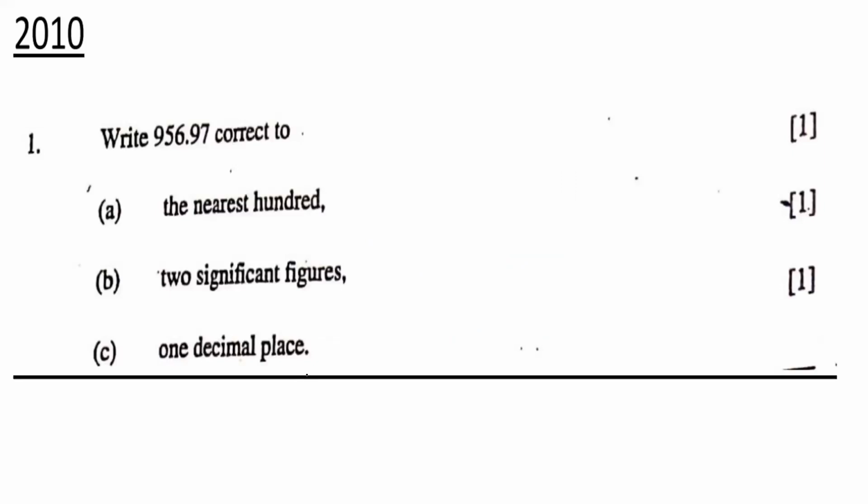Moving right along, we have this next one from 2010. It says 956.97 correct to the nearest 100. All right, so we have this number, 956.97, and we want to write it correct to the nearest 100. The number that is in the hundreds place is definitely 9. We circle 9, we underline the 5 because it's to the right of it. We definitely have to add 1.